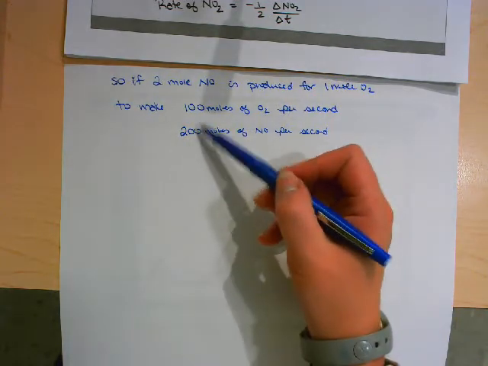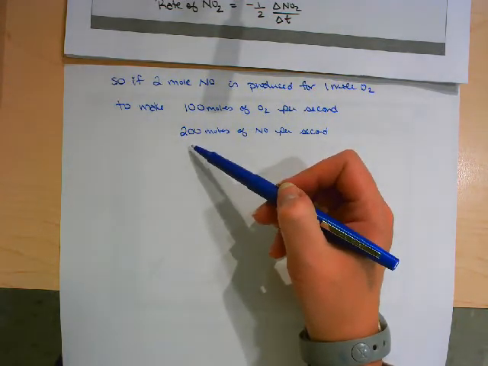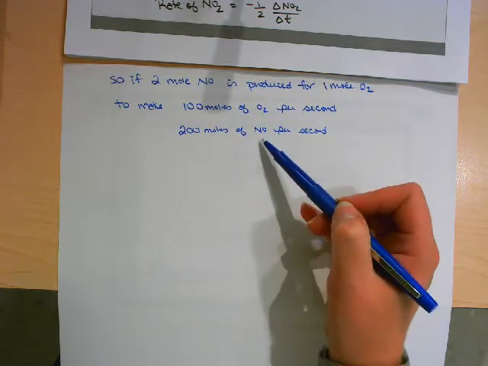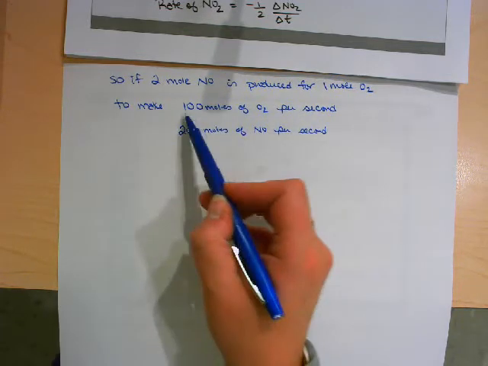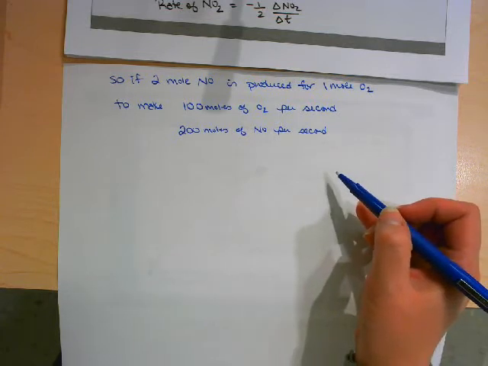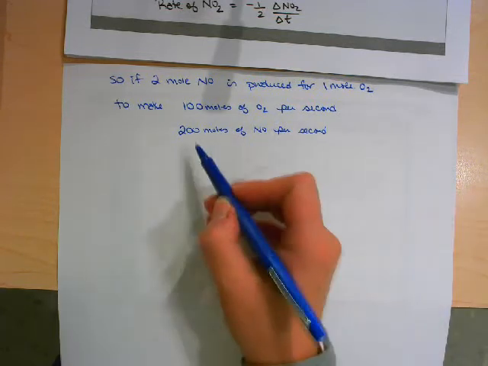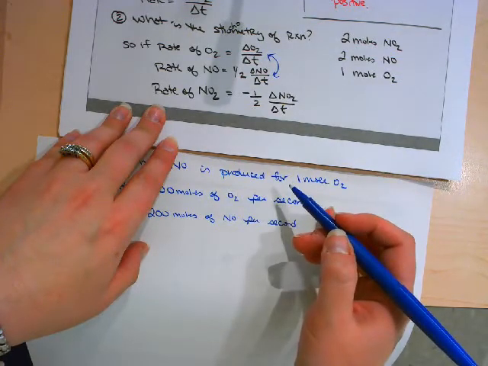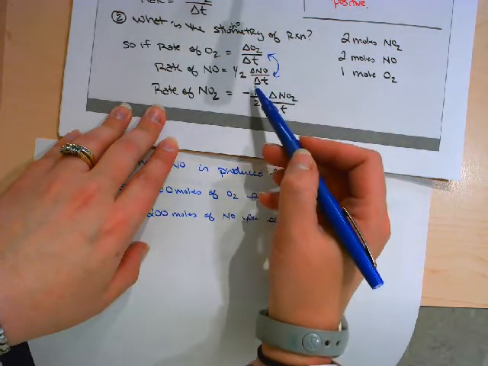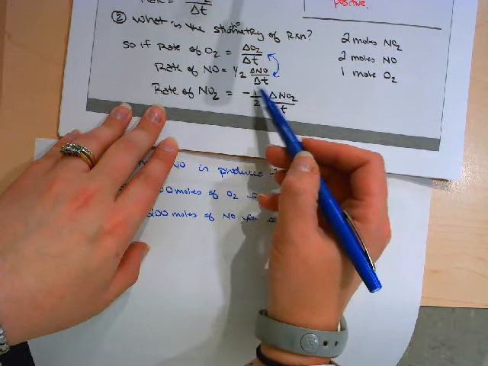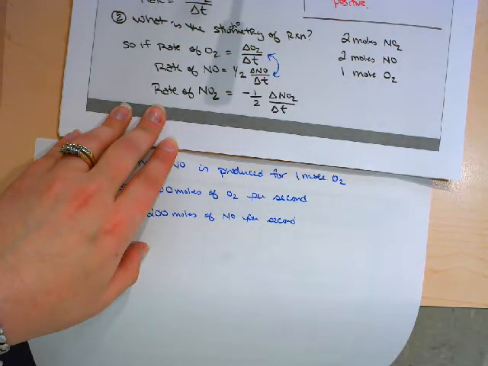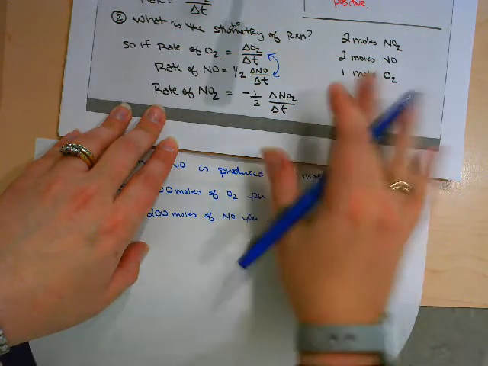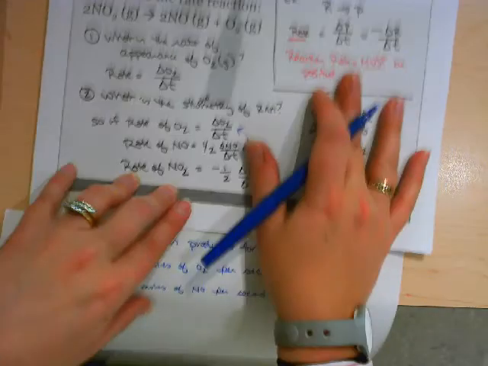For these two numbers to be equal, what do I have to do to the concentration of NO? If I want them both to be 100 per second, I have to divide the number of moles by half, right? Because I just said up here that these are going to be equal. They have to be equal. So for these to be equal, I have to slow down this one by half to make it equal, just like I had up here.